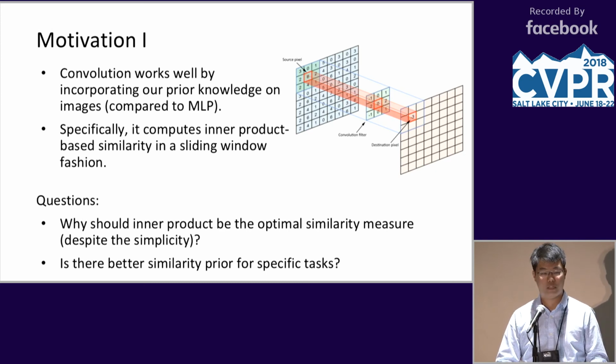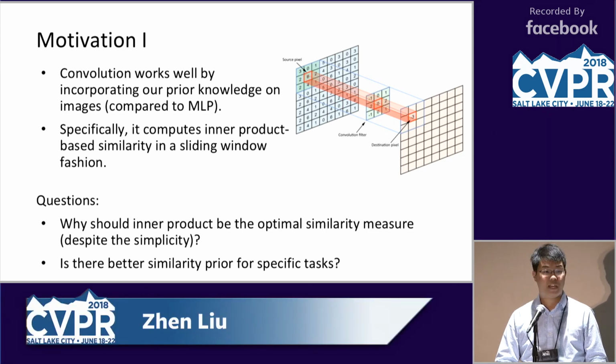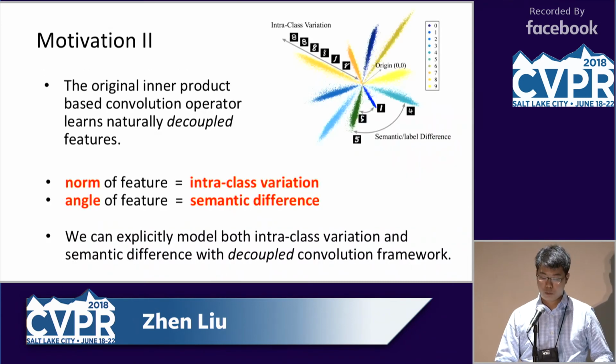However, we raise the following questions. Is the inner product the best similarity measure? And is it possible to design a better similarity prior for some specific tasks? To explore possible solutions, we investigate the behavior of convolution in feature space.